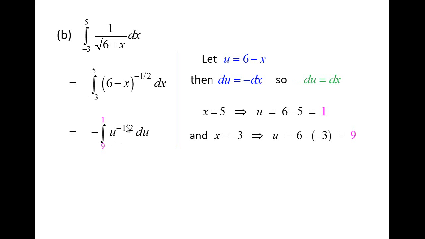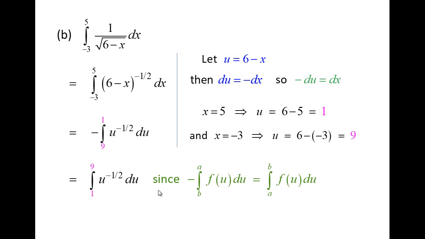The antiderivative of u to the negative half is u to the negative half plus 1. Negative half plus 1 is positive half, so we get u to the positive half divided by positive half, but that's the same as 2 times u to the positive half. I did a little bit different here. The negative that I have, I can get rid of if I switch the limits of integration. So I get the integral from 1 to 9 of u to the negative half du, and that's because the negative of the integral from b to a of f of u du is the same as the integral from a to b of f of u du.